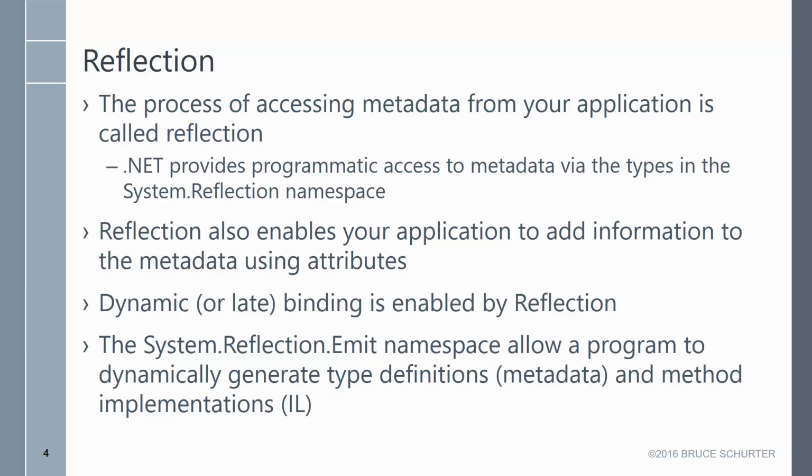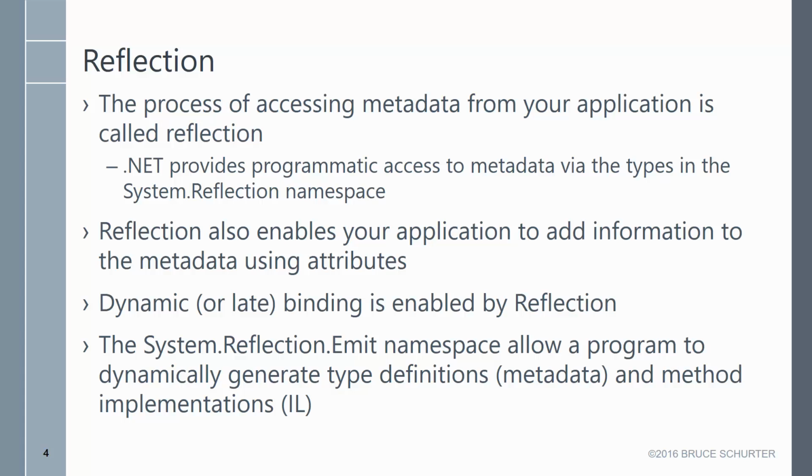Dynamic or late binding is also enabled by reflection, that being the ability to not add a reference at compile time, yet load an assembly at runtime for consumption. Then finally, the System.Reflection.Emit namespace actually allows you to build code dynamically at runtime. So you can actually create code on the fly.